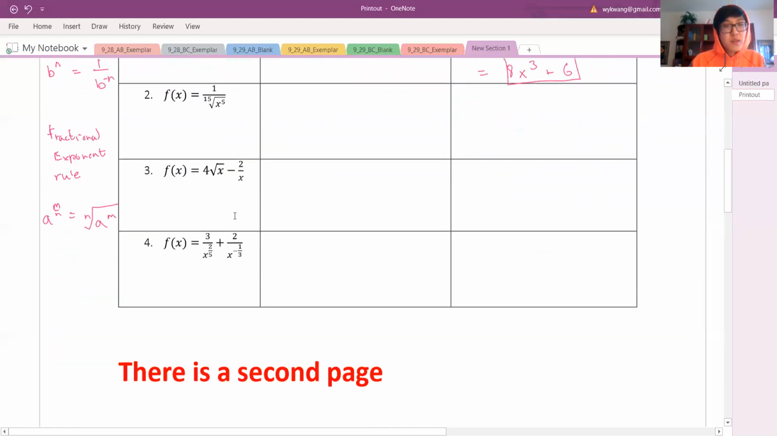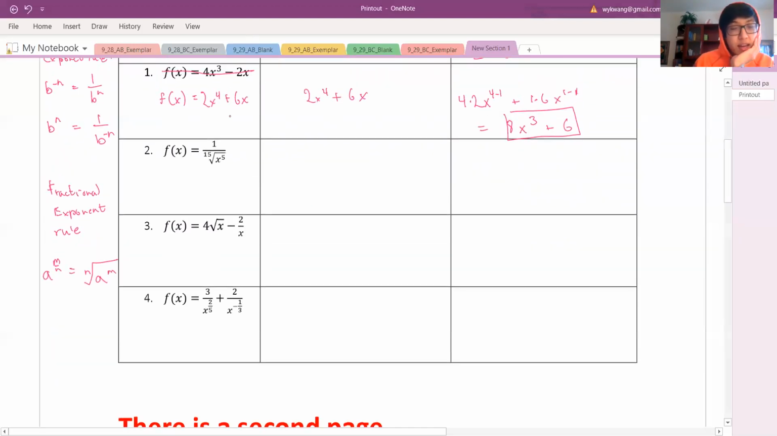So in this case, let's see, f of x, right? It's 1 over the 15th root of x to the 5th. Well, 15 I know is going to be in the denominator, right? So it's going to be 1 over x, 15 is in the denominator, 5 is going to be in the numerator, right?